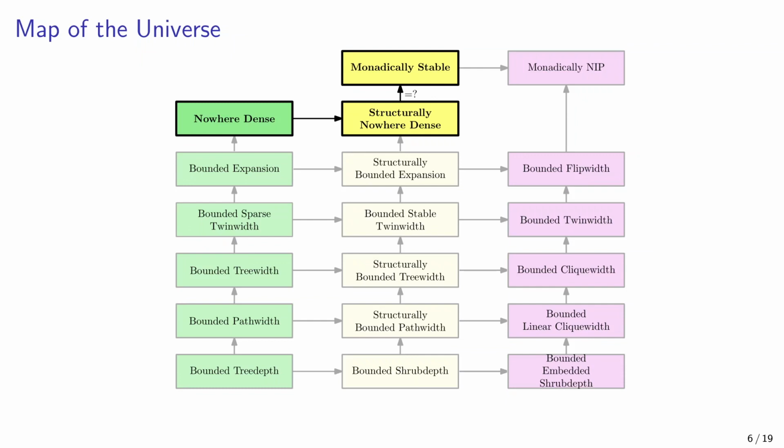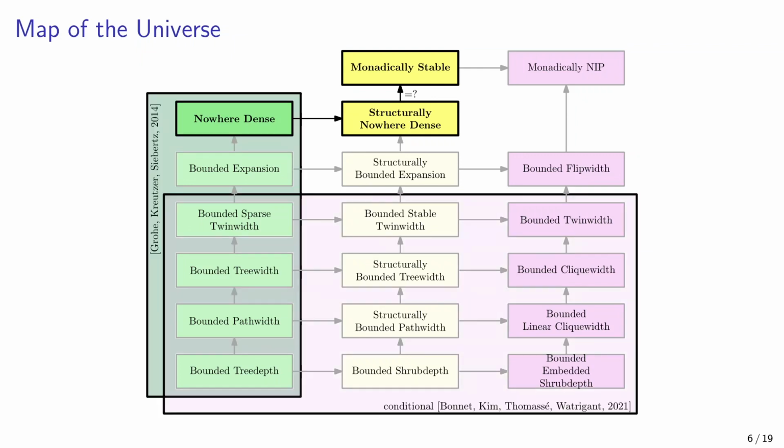And on the right hand side, you also see dense properties which are even more general than the structurally sparse ones. So there you have, for example, clique width, twin width, and in the top right corner, monadically NIP, a notion that generalizes all of this, but which will not be the focus of this talk.